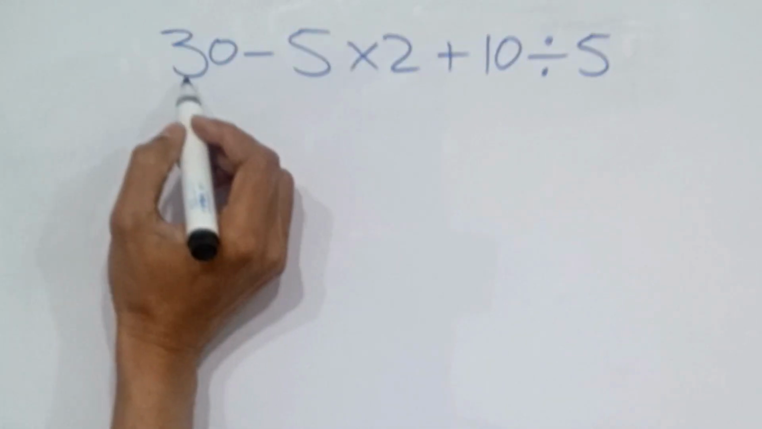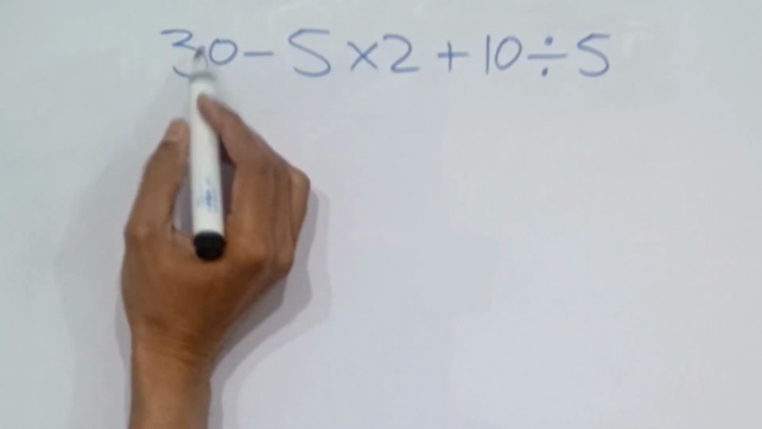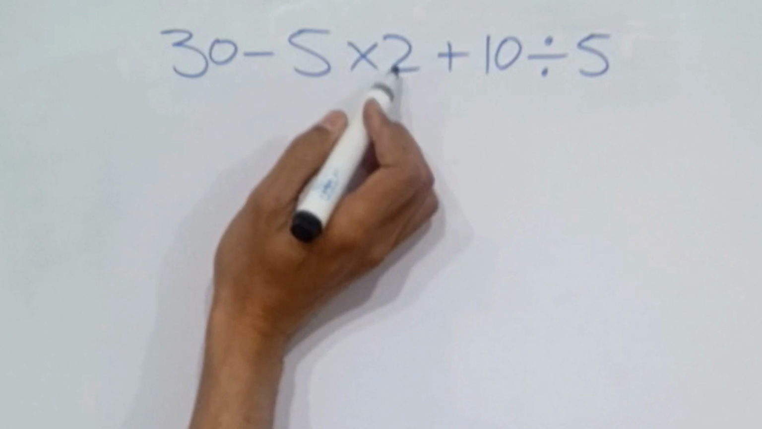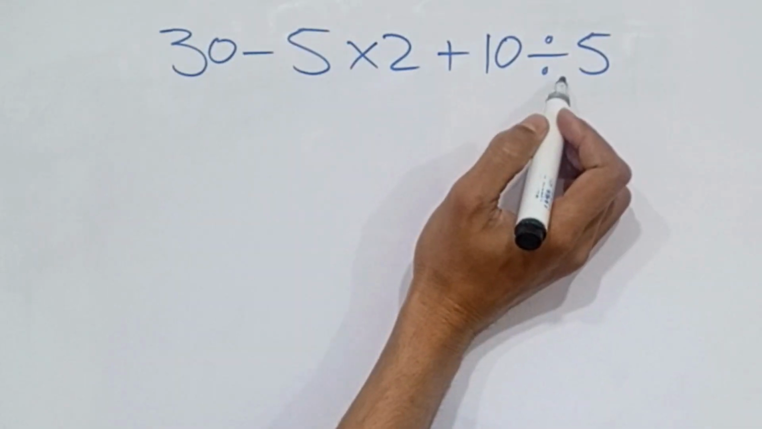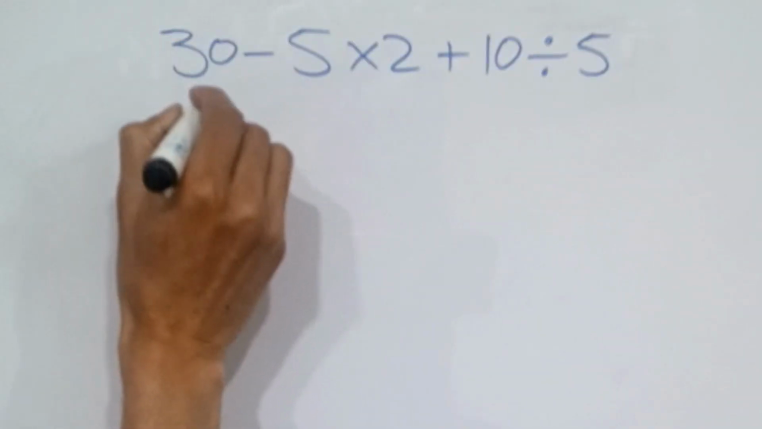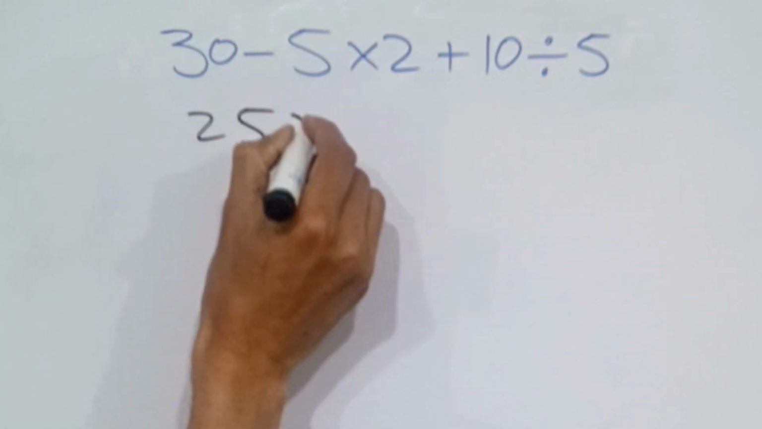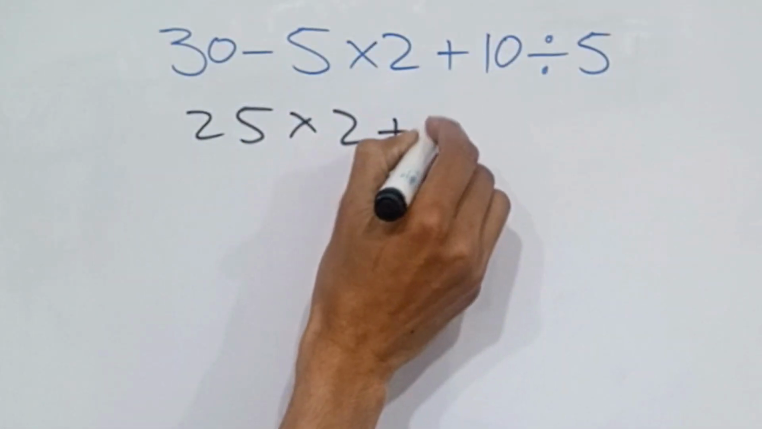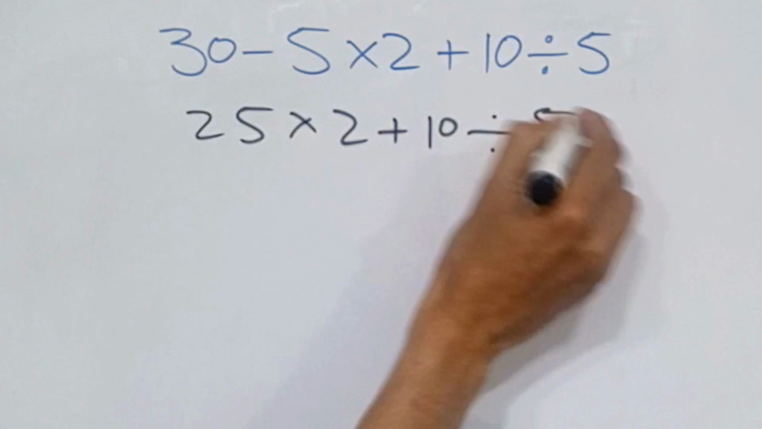Hey guys, this is a very interesting question. Can you solve 30 minus 5 times 2 plus 10 divided by 5? 30 minus 5 equals 25, right? Times 2 plus 10 divided by 5.